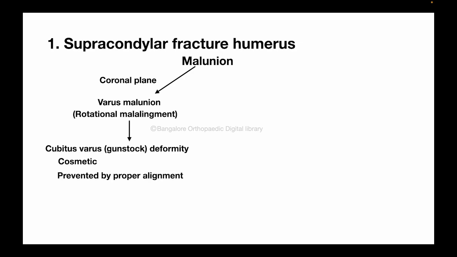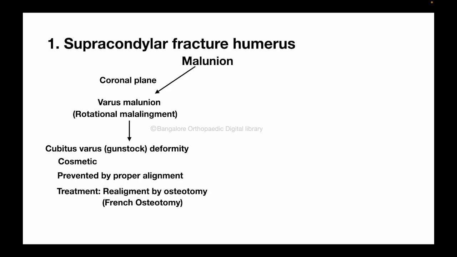This could be prevented by obtaining a proper reduction of the fracture and monitoring the reduced position till the fracture heals. Cubitus varus can be treated by osteotomy and realignment procedures. French osteotomy is commonly performed.